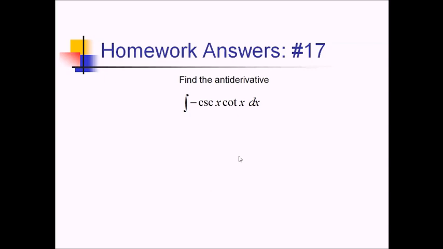For 17, we want the antiderivative of negative cosecant x cotan of x dx. On this one, we know that this is actually the derivative of cosecant of x, so the antiderivative of this is just cosecant of x plus c.